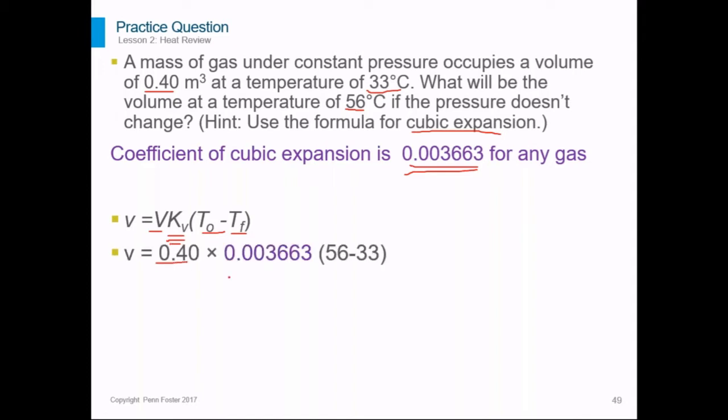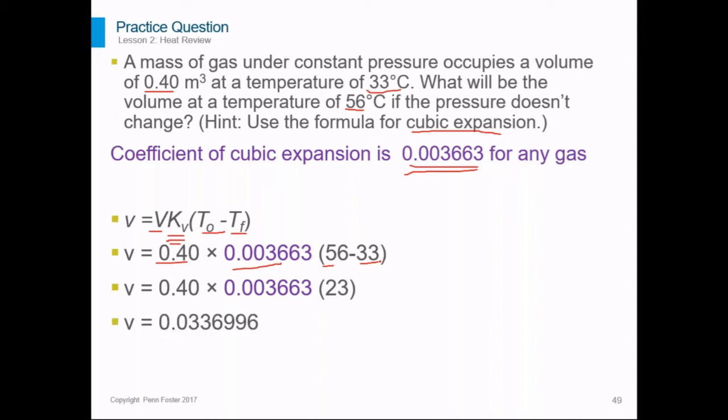We have our original volume, our coefficient, our change in temperature. We do the parentheses first. 56 minus 33 is 23. We multiply it all together, and there's our answer of 0.336996. And remember, once again, this helps you find the change in volume. Lowercase v is the change in volume. So the question actually asks us what will be the new volume. So we have to add our change in volume to our original volume to get our new volume.